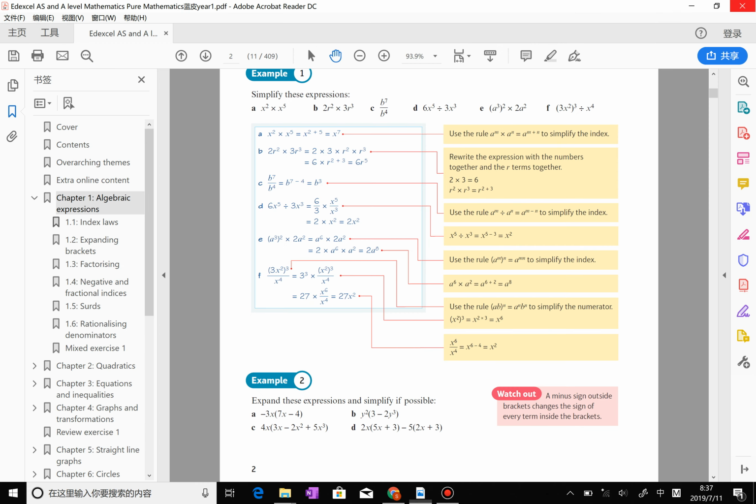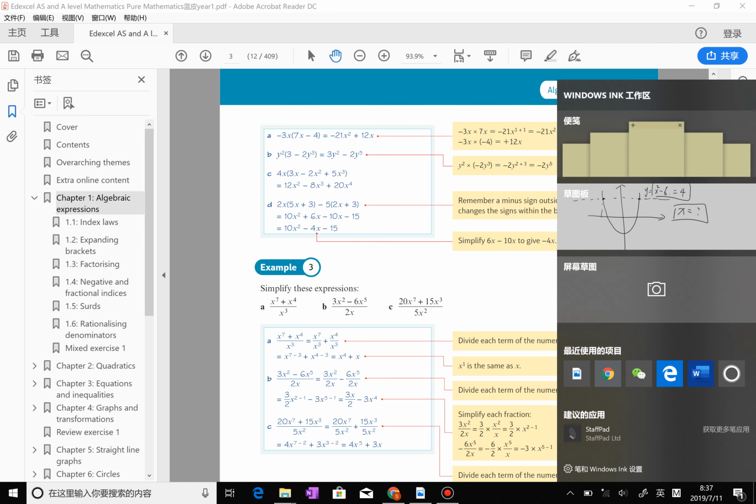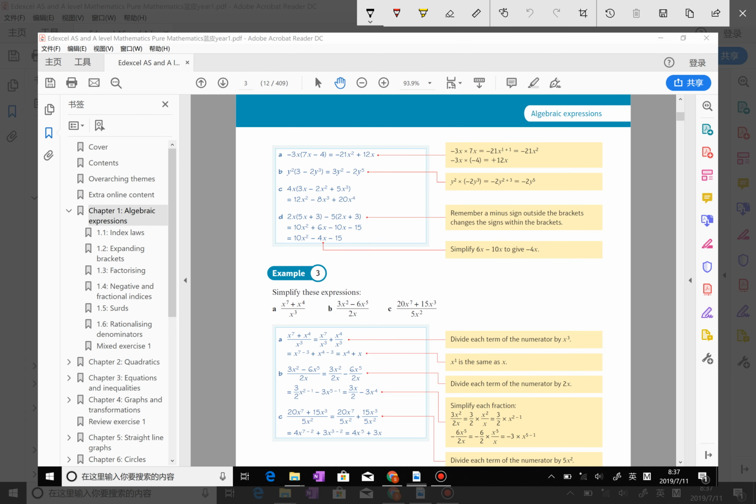Okay, so let's look at example 2. Since it's not that tough, I won't write out each problem. Let's look at the solutions in the book. For a, negative 3x times bracket 7x minus 4. We can take the bracket out, so we have negative 3x times each term in the bracket, so that we have negative 21x squared plus 12x.